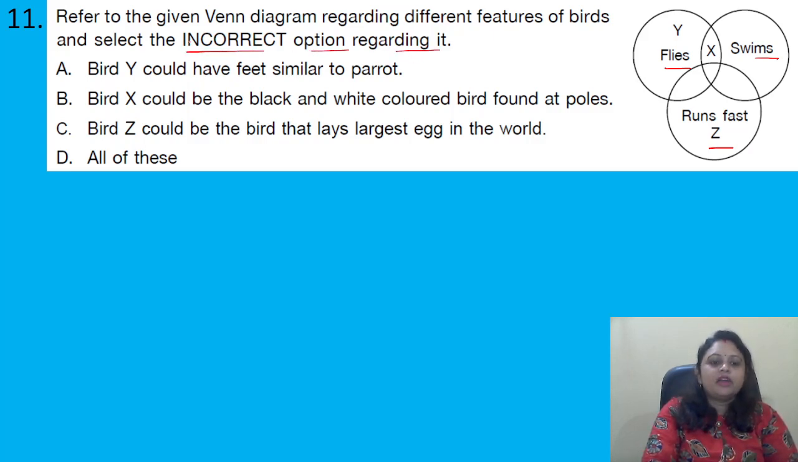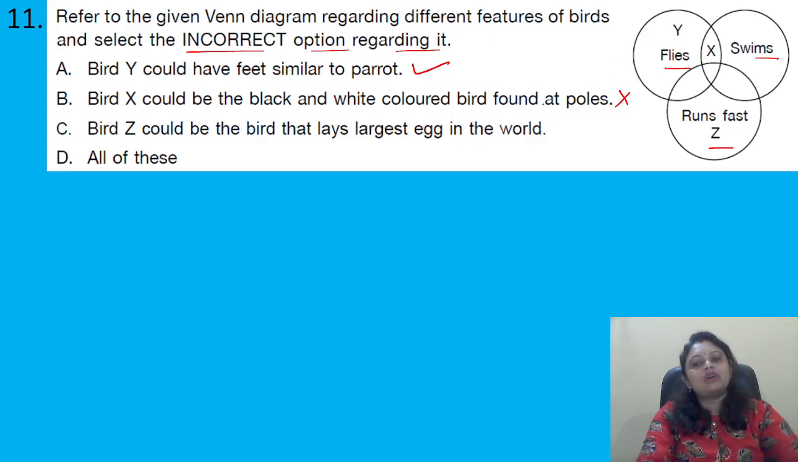Bird Y could have feet similar to parrot. So yes, bird Y flies, so it could have feet similar to parrot. Bird X could be the black and white color bird found at poles. So bird X is something which can fly and which can swim also, so it cannot be found at the poles. That black and white color bird found at the poles cannot be the answer.